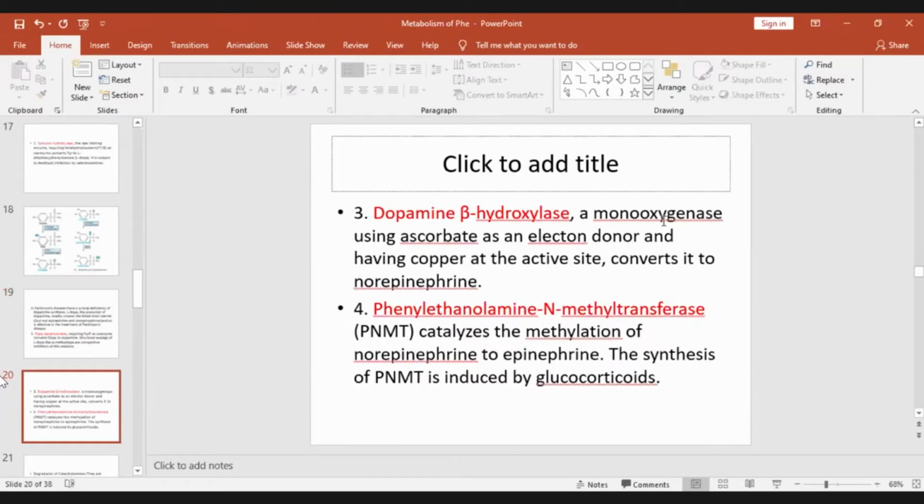Dopamine beta-hydroxylase, which is a monooxygenase using ascorbate as an electron donor and having copper at the active site, converts it to norepinephrine. Phenylethanolamine N-methyl transferase catalyzes the methylation of norepinephrine to epinephrine. The synthesis of PNMT, that is phenylethanolamine N-methyl transferase, is induced by glucocorticoid.